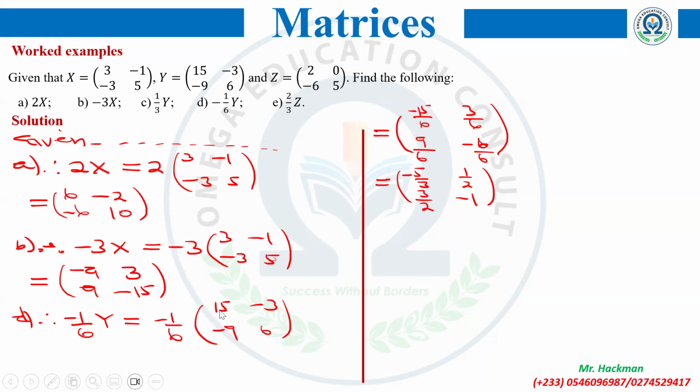So this means it will be minus 1 over 6 times 15, minus 1 over 6 times negative 3, minus 1 over 6 times what? Negative 9, then minus 1 over 6 times 6. And once you do that, you know that this will be the same as minus 1 times 15, then over 6. And then minus times minus will give you 3, so it will be 3 over 6. Then this will give you minus times minus. So minus 1 times minus 9, that is positive 9 over 6.